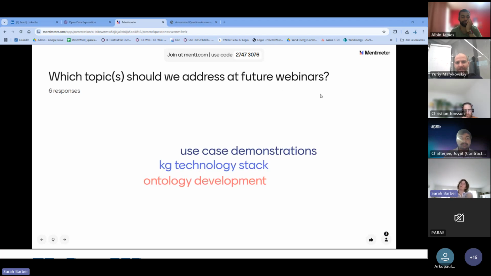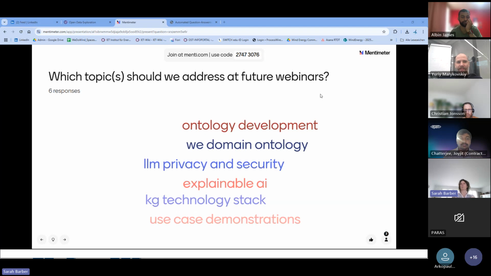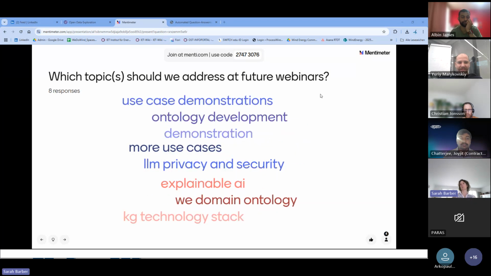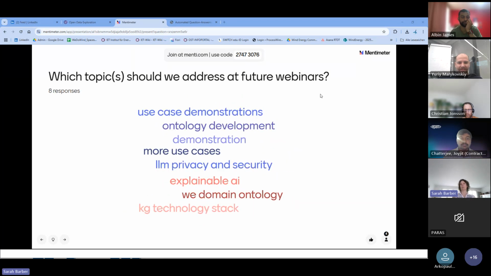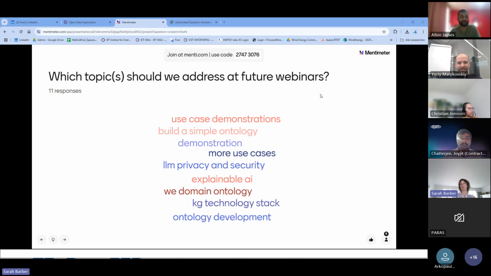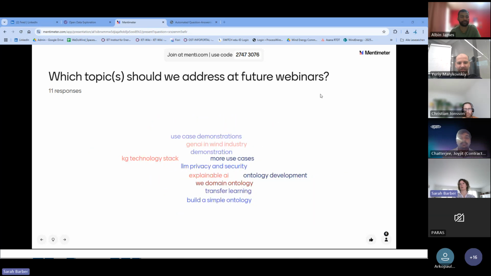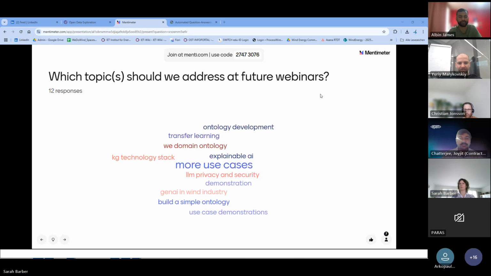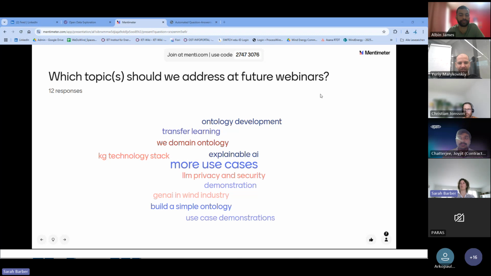Use case demonstrations, yeah, that's kind of the next logical step. Also ontology development, wind energy domain ontology, yes. So I mentioned, well, Christian mentioned, and I put the link in, that we're trying to develop a domain ontology, knowledge graph, technology stack, yeah, LLM, privacy and security, explainable AI. Quite difficult to read these when they all keep moving. Transfer learning. Yeah, Chris, you wanted to say something?